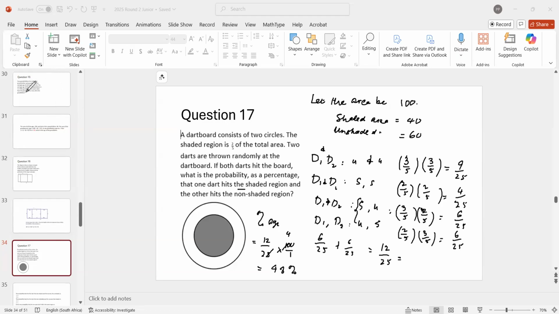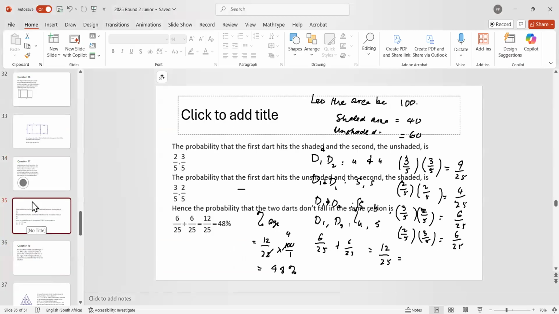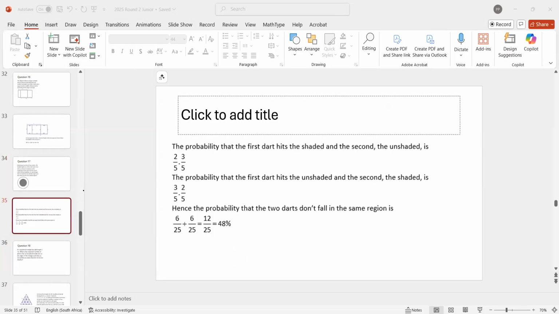Let's hope this time I'm correct. Last time I was not correct. There it is. I didn't put it in red. So it's 48%. Okay. So let's get on to the next problem.